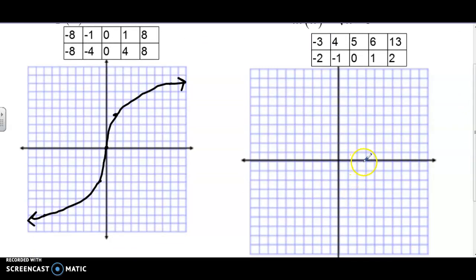Got 5, 0. 6, 1. 4, -1. 13, 2, it's going to be over here, so just going to know that I'm not going past 2. And then -3, -2. Alright, so I'll just draw my nice smooth curve as best as possible. Alright, so that is my graph.